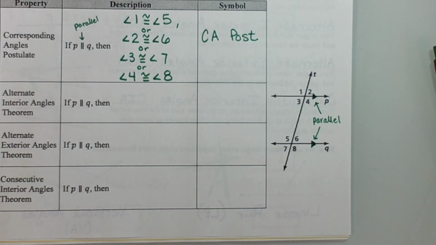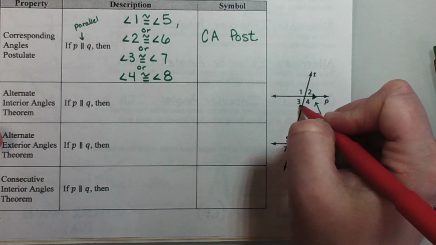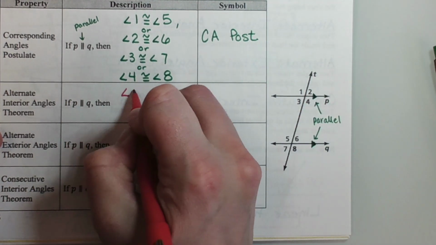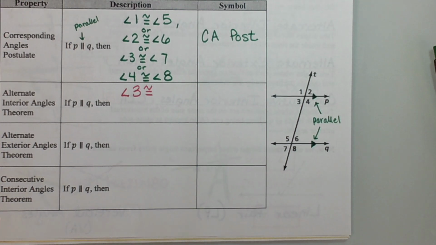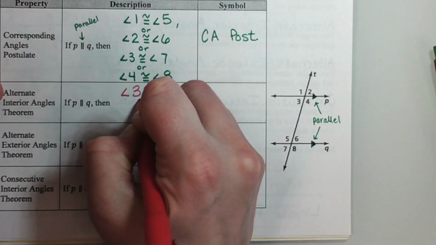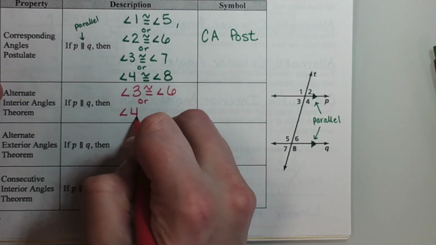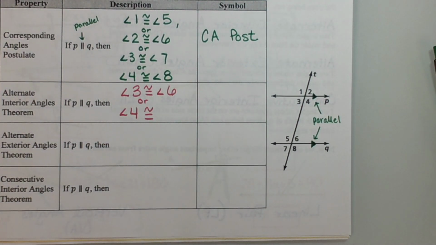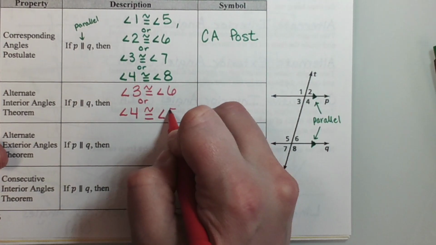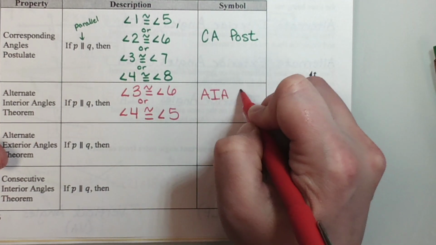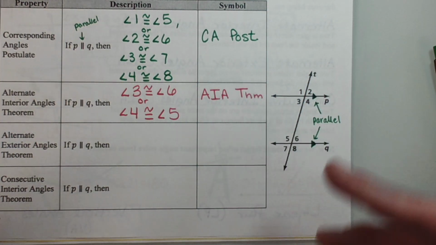We also have alternate interior angles. Alternate interior angles also happen to be congruent. Alternate means opposite sides of transversal. Interior means between the two lines. So we could start with angle 3. Angle 3's alternate interior angle would be angle, not 5. 5 is on the same side of the transversal. I need the opposite side. 6. Or you could also reference angle 4 being congruent to angle 5. 4 and 5 are alternate interiors. And that's using the alternate interior angle theorem. Again, this only works if the lines are parallel, but we're working with the same picture.